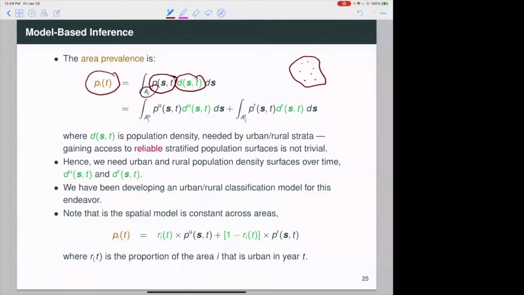We never know the sampling frames here. We might know the sizes, but we never know the constituents. We probably don't even know how many enumeration areas are in each of the admin 2 areas. Then we have a density. So we average those two things together. Then we can split that into two, the urban part of the integral and the rural part of the integral. So this is a big pain.